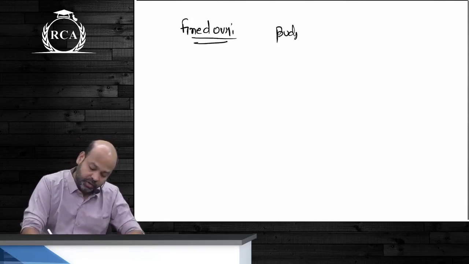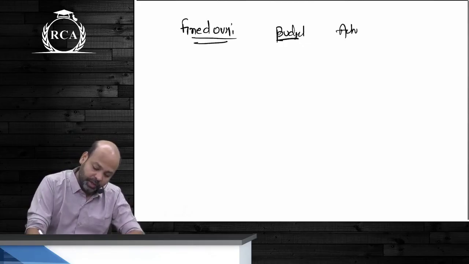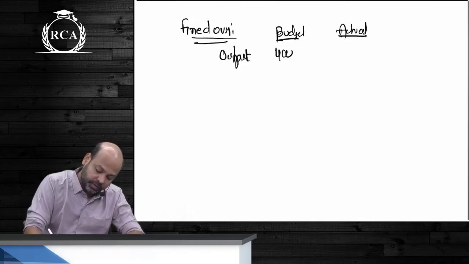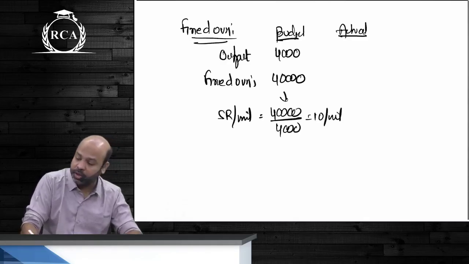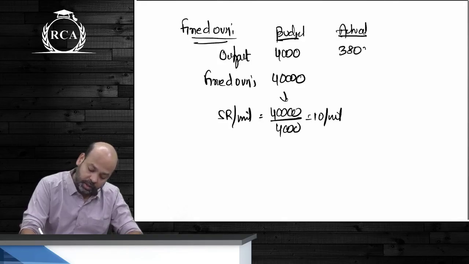Budget and actual, beta. What is the amount of output as per the budget? 4,000 units. The amount of fixed overheads as per the budget, beta, is 40,000. So what should be your standard recovery rate per unit, beta? You will have to recover 40,000 divided by 4,000 units, that is 10 rupees per unit. Actual output is how much? 3,800.